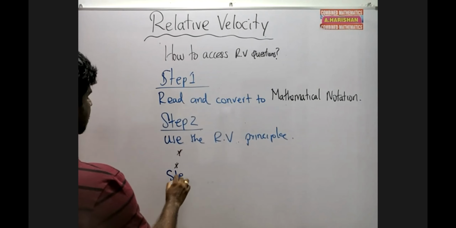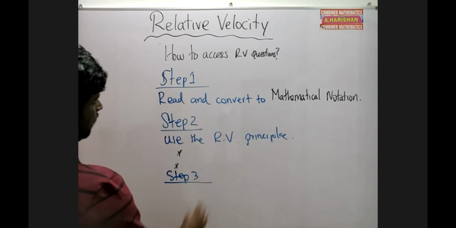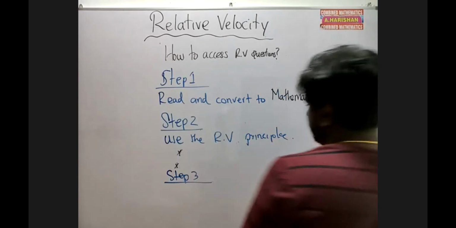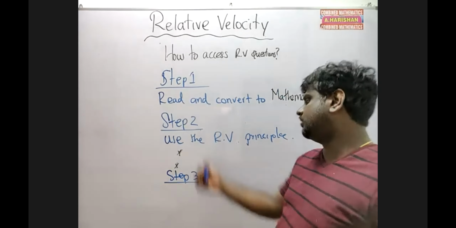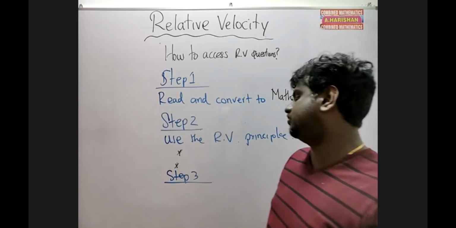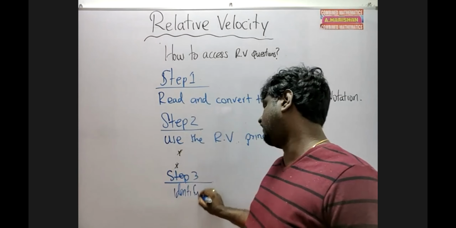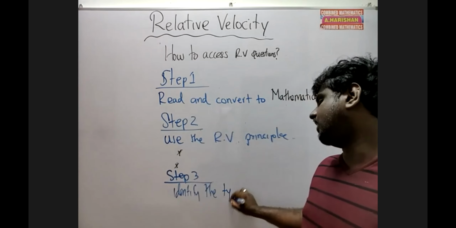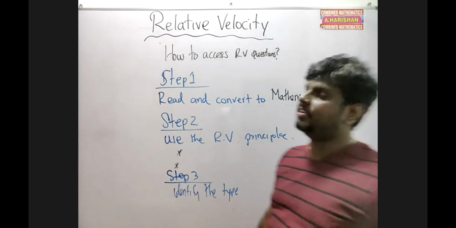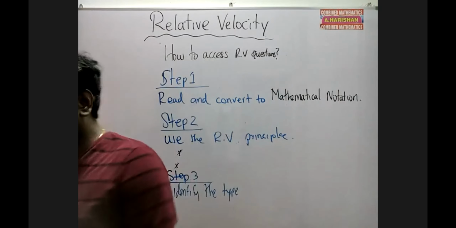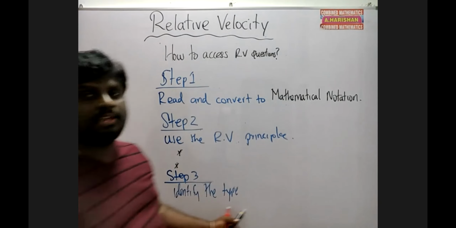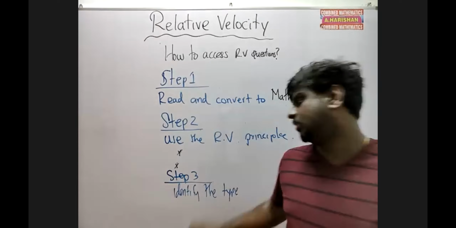Step 3. Once you have used the relative velocity principle, step 3 is to identify the type. Only hereafter will you identify what the type is. So identify the type of question.